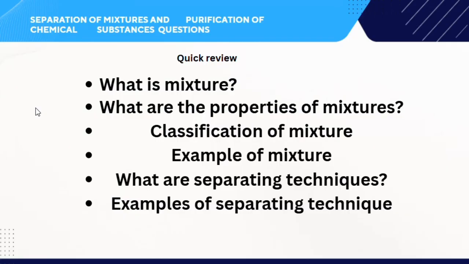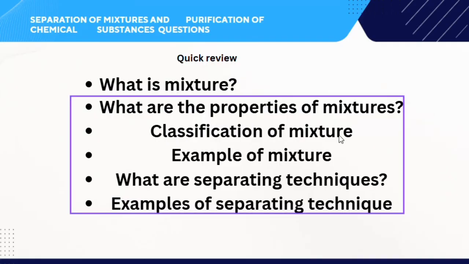So now, what are the classifications of mixture? We can classify mixture based on two particular factors. The first one is the number of phases, while the other one is the size of the particle. Based on the number of phases, we can classify mixture into homogeneous mixture and heterogeneous mixture. A homogeneous mixture is a type of mixture in which the components are in the same phase.